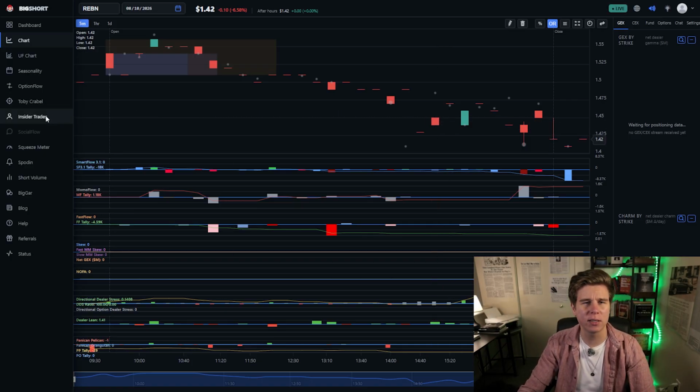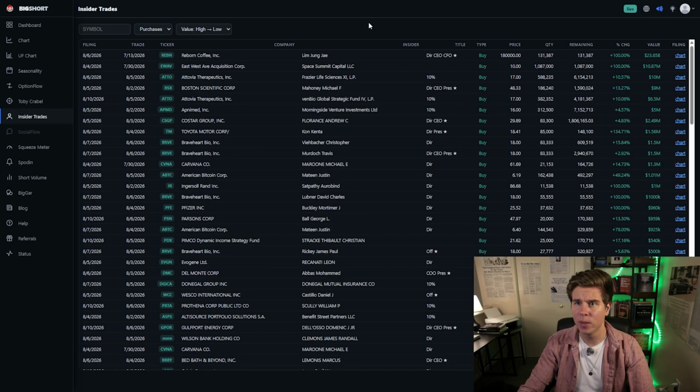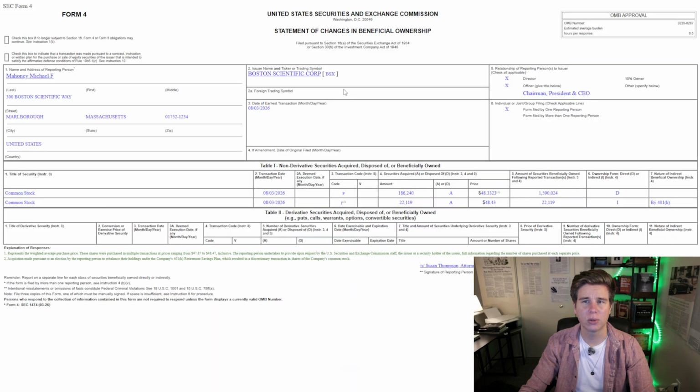But if we go back to insider trades and we go back to filtering by purchases and value high to low, we can see that here the price seems reasonable, right? It's not 180,000 per share. A very large quantity, and then about $10 million of value. So we have here a Boston Scientific Corp director, CEO, president, a 9 million buy, a 10 million buy. So these would be the ones I would look at, probably this one and this one, because these are the most recent. So let's actually take a look at the actual filing.